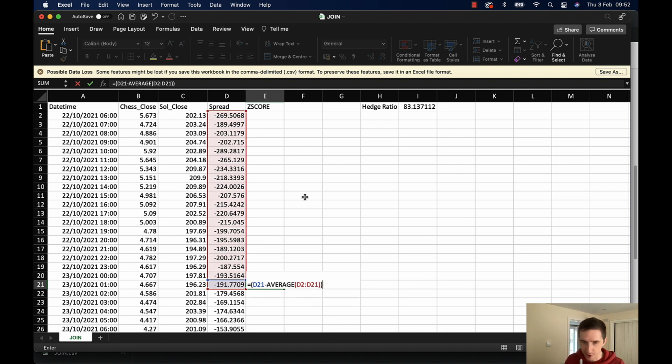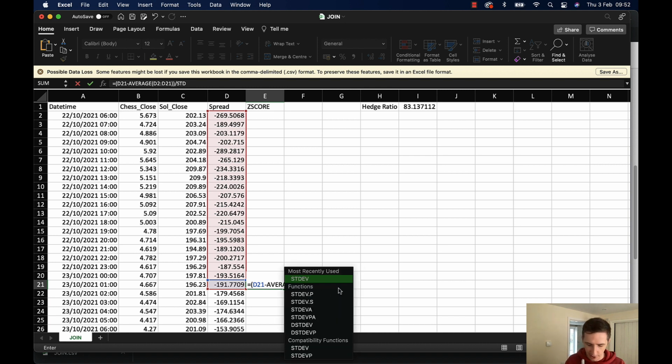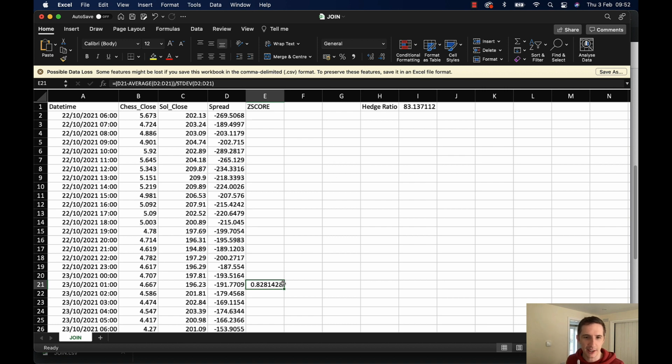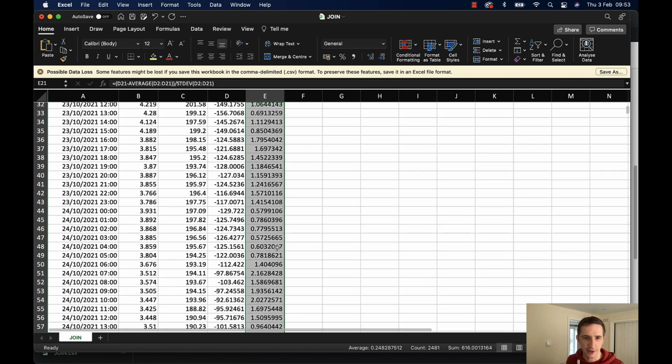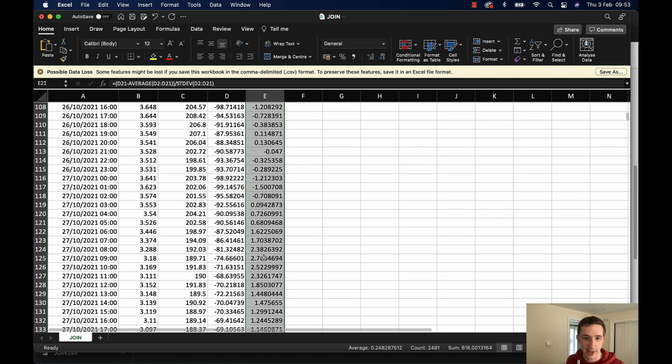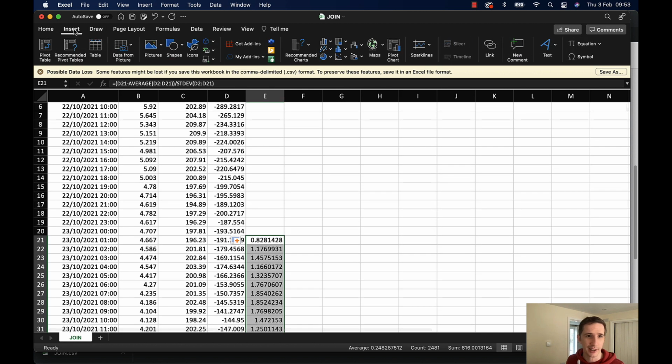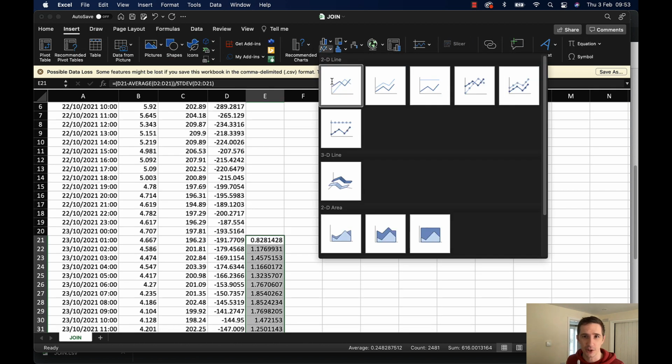So that's the average, and I want to close that bracket. So I'm taking this current value minus the average, and I'm going to divide it now by the standard deviation of that, the standard deviation of this same rolling period here. And I'm not going to fix any rows, but that gives me that current z-score. If I double click on this, this gives me the z-score here. And you can see there's negative values, there's positive values. If I was to plot the z-score on a chart, you don't need to do this, but I'm going to just do it to show you.